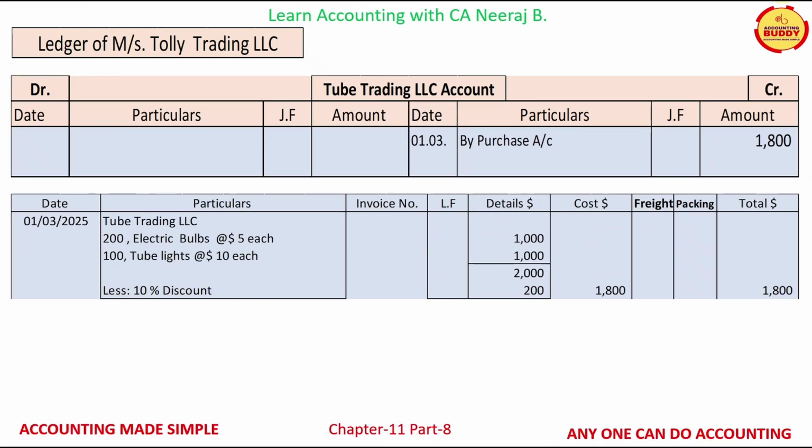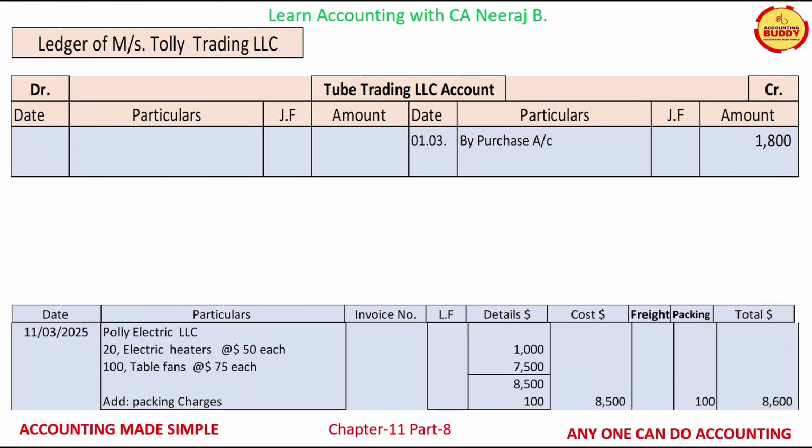The entry will be posted on 1st of March 25 on the credit side of Tube Trading LLC by writing the words "by purchase account" in the particulars column for $1,800. Next, the purchase book transaction of the purchase of goods from Poly Electric LLC is displayed on your screens.